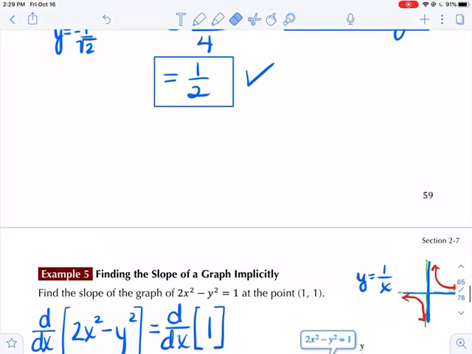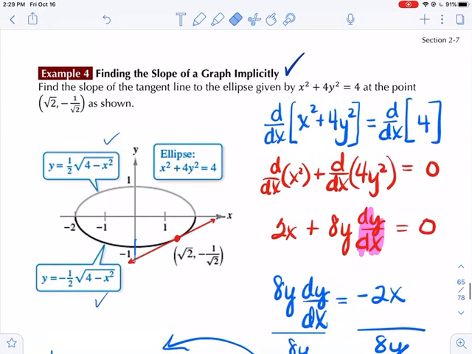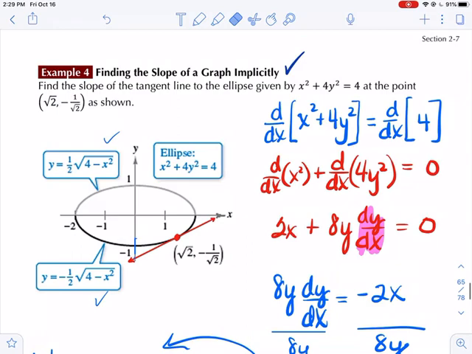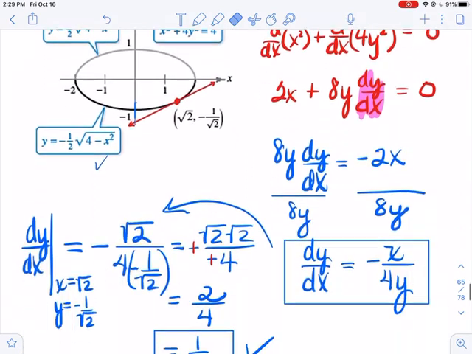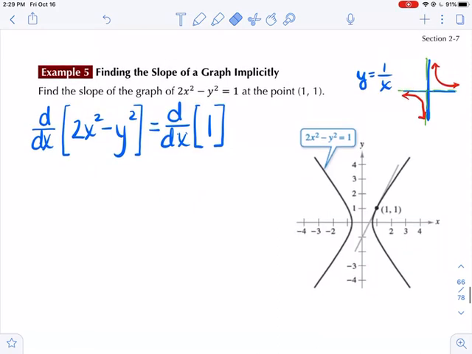Okay, so we're back on implicit differentiation, section 2.7. We left off on example 4. It was a real quick second video, part 2, and I just went over one example. And now I'm going to go over example 5 and finish this lesson off.